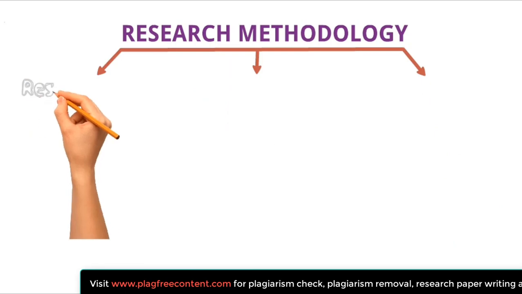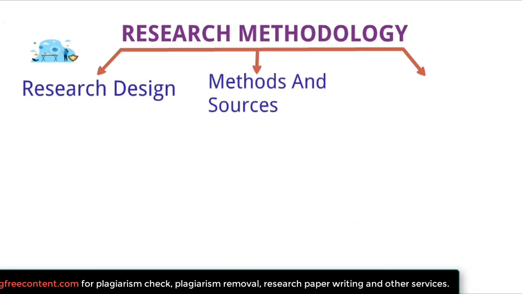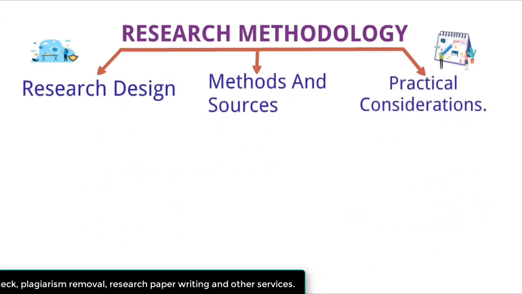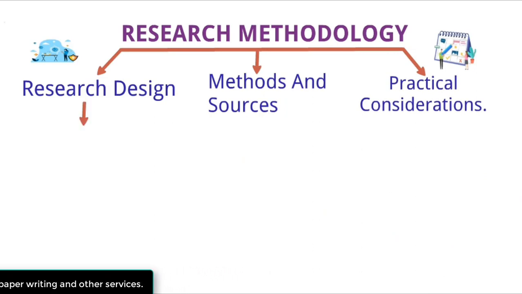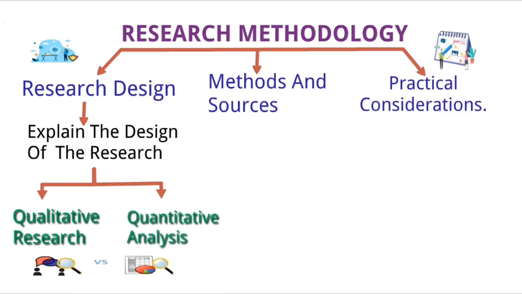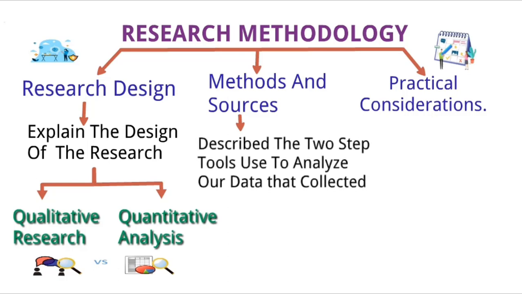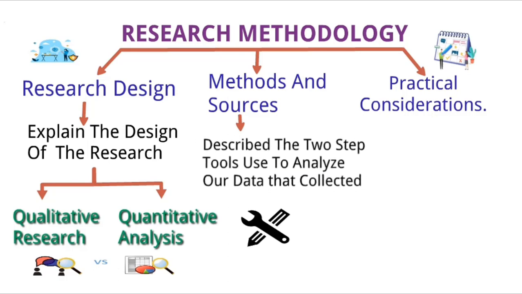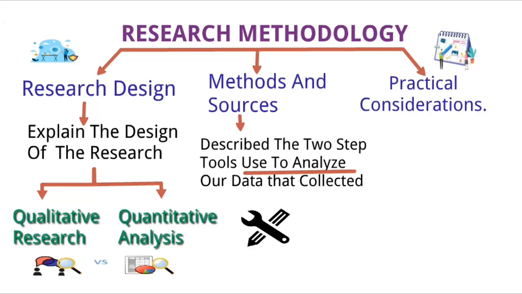Now let us understand the research methodology section. It will contain three points: research design, methods and sources, and practical considerations. In the research design section, we will explain the design of the research, that is, whether we will use qualitative or quantitative analysis. Secondly, methods and sources. It describes the tools, that is, what kind of tools we will use to analyze the data that we have collected.